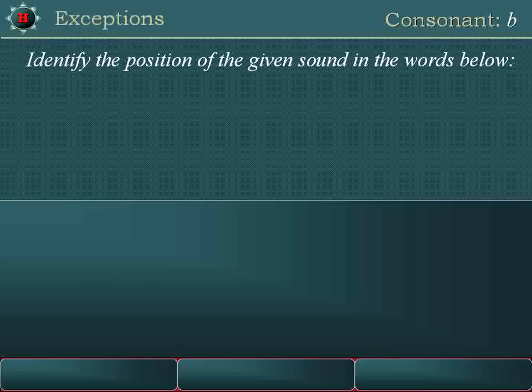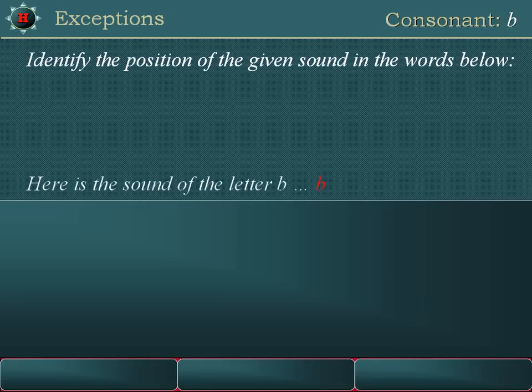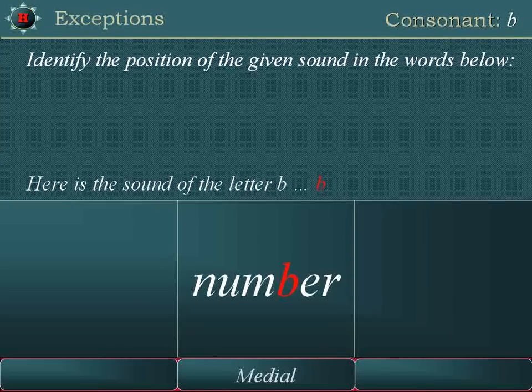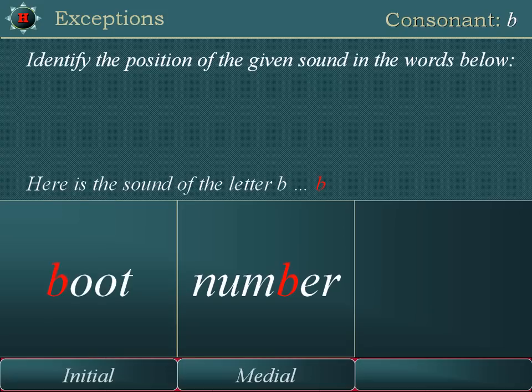Identify the position of the given sound in the words below. Here is the sound of the letter B. B. Number. Medial position. Number. Yes, B is in the medial position. Boot. Initial position, boot. Yes, B is in the initial position. Dub. Final position, dub. Yes, B is in the final position.